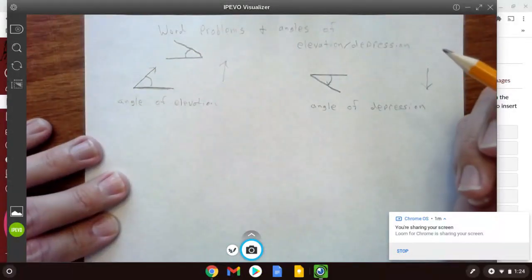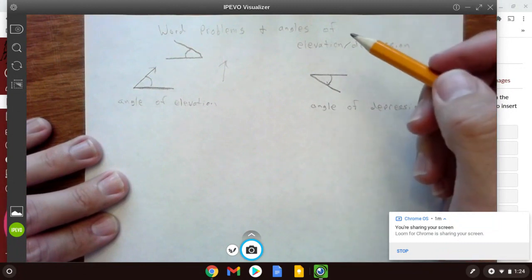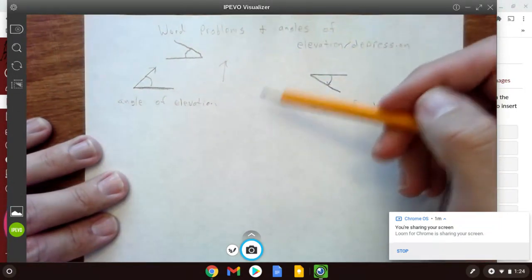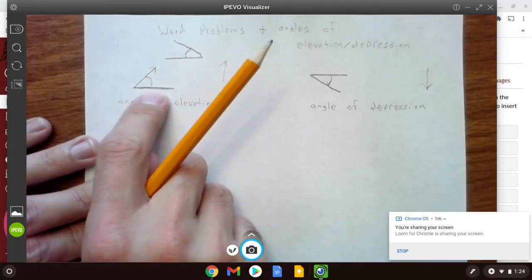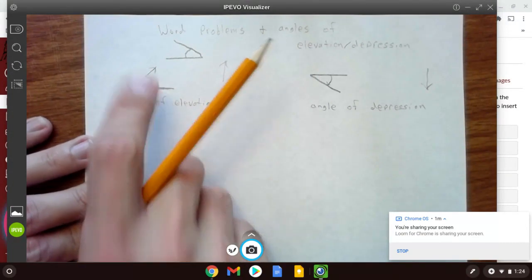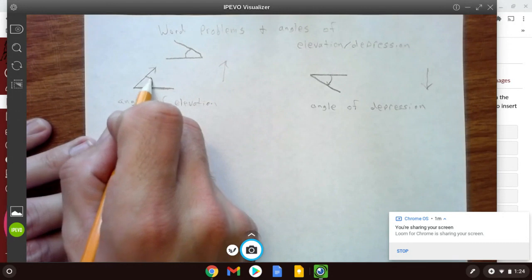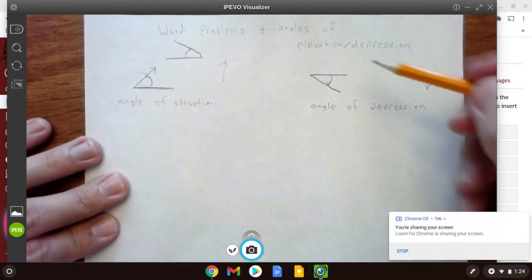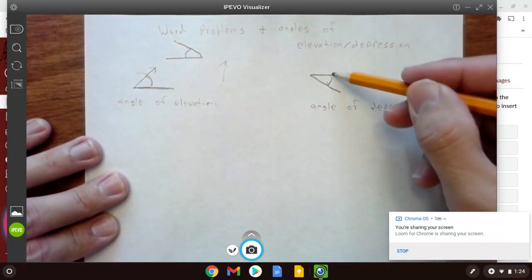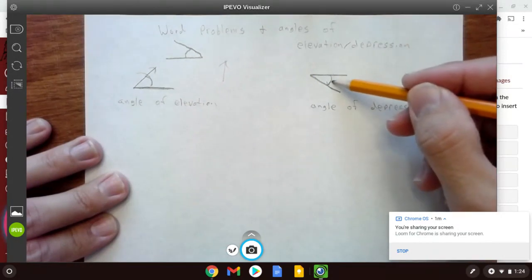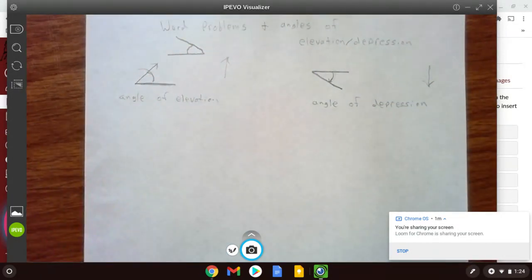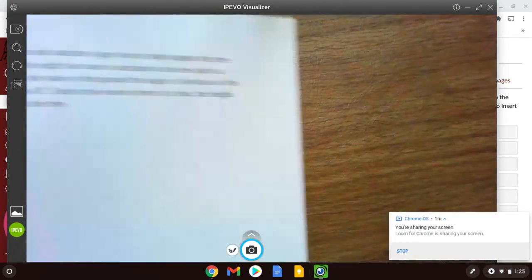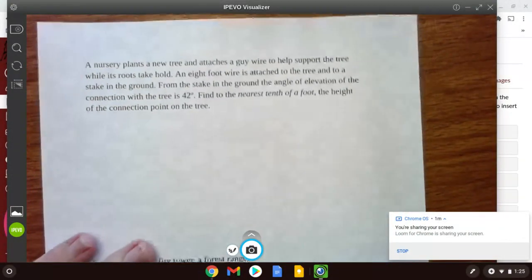It's kind of like when we looked at angles in standard position. An angle of elevation is kind of like a positive angle. Remember, if it goes counterclockwise, it was positive. And an angle of depression would be kind of like negative, where it goes clockwise. So here we go, first example.